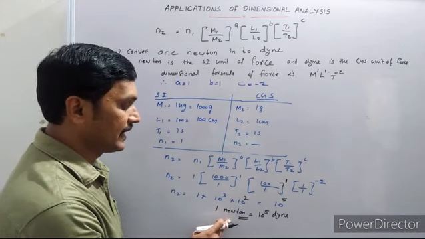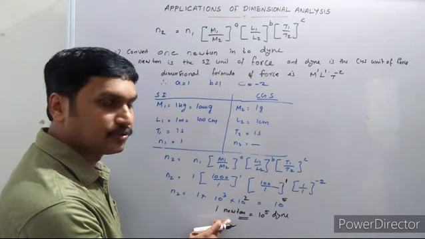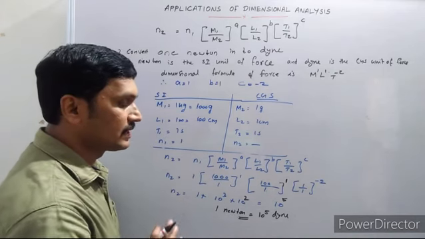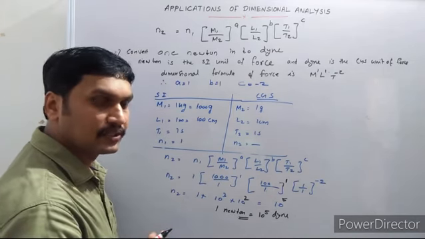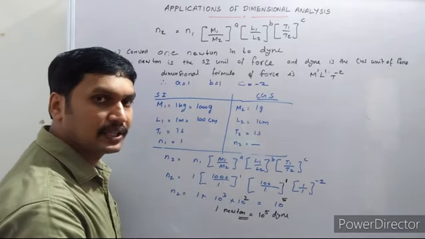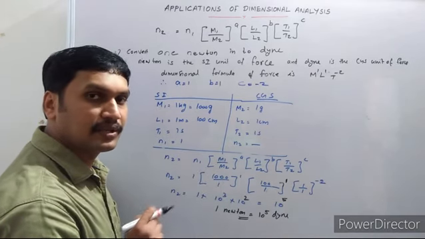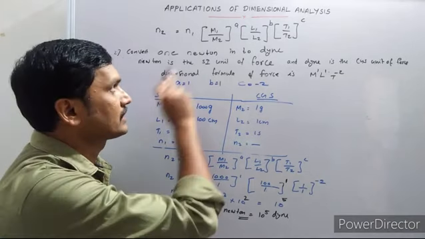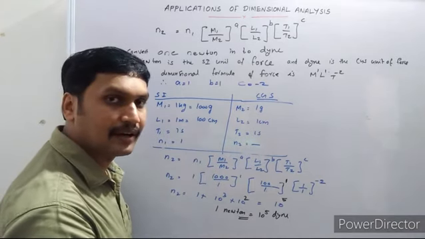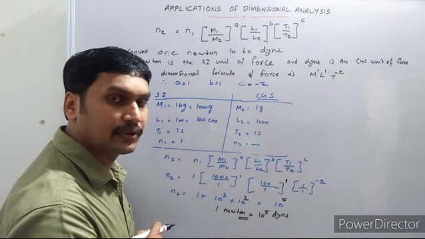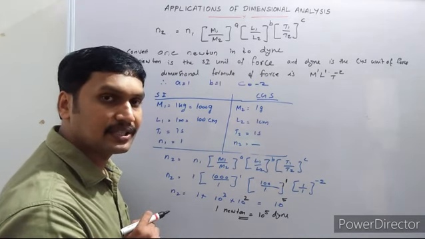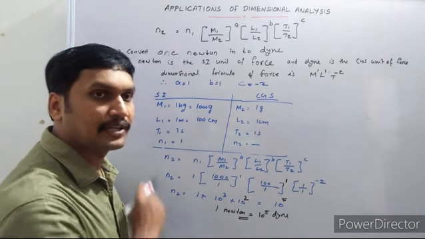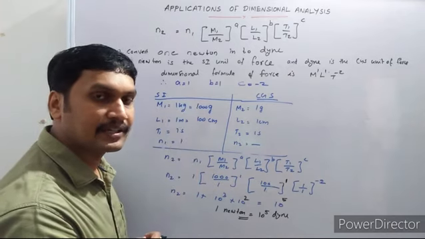So Newton is the SI unit of force and dyne is the CGS unit of force. In this way we can convert any unit from one system into another system by using the concept of dimensional analysis. Any derived unit can be converted from one unit system into another by using the concept of dimensional analysis.